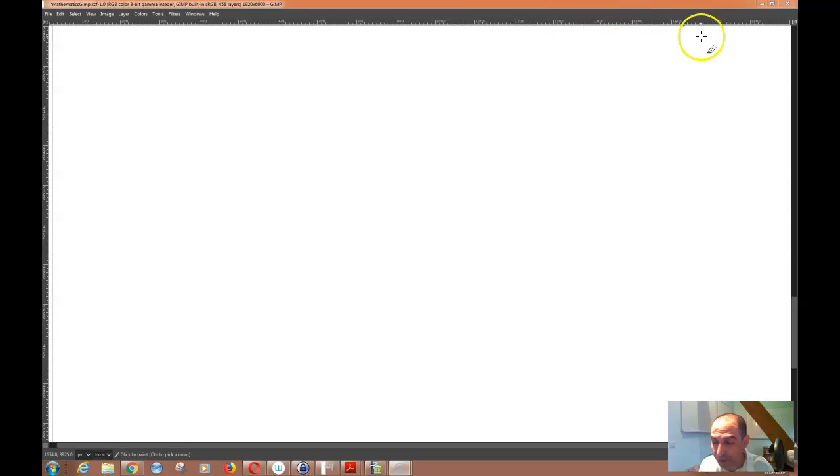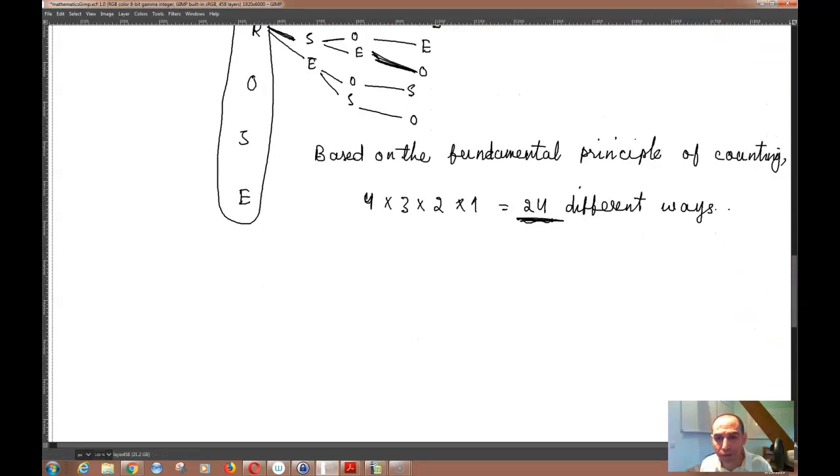Okay, so the next problem here is example number 2, that says that given 4 flags of different colors, how many different signals can be generated if a signal requires the use of 2 flags, one below the other.